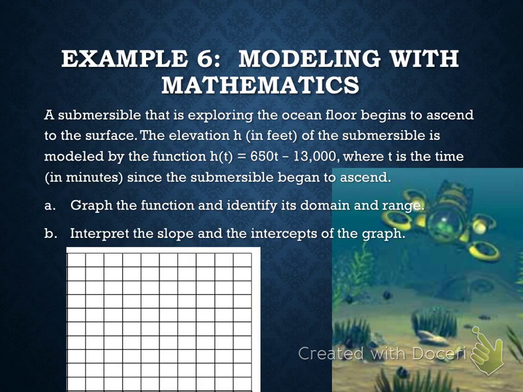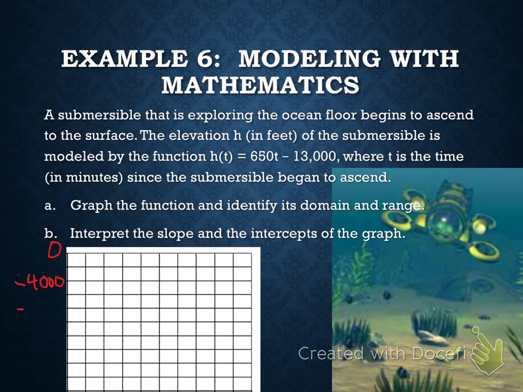The time t must be greater than or equal to 0. So we can start at 0 here. The elevation h is below sea level. It must be less than or equal to 0. So we're going to go down, and I'm just going to make each one worth 2,000 going down.